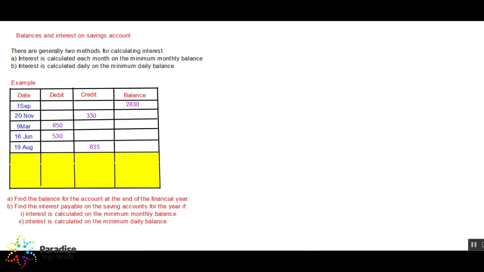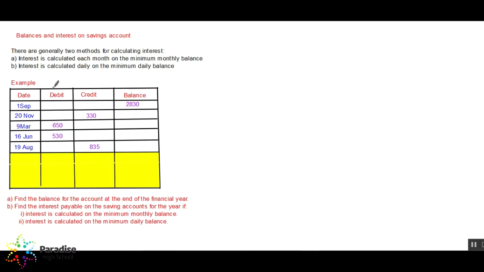Hello again. Today we are going to work on calculating interest on a savings account. There are two general methods to calculate interest on a savings account. In a bank, they calculate the interest on your savings account based on the minimum monthly balance or the minimum daily balance. So there are two ways of calculating interest on your savings account in a bank.